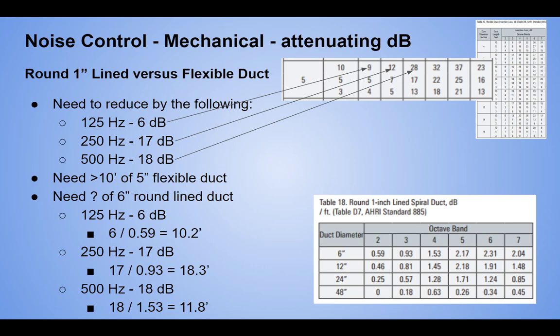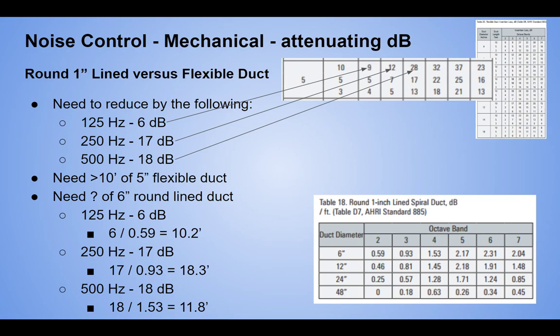So we need just over 10 feet, probably a little bit less, because we're not considering end reflection, and we don't have any turns in this. So if we do any of that, we could probably knock this down to 8.6 feet. But at 250 hertz, if we look at this, it's 0.59. So we have less attenuation at 6-inch, but we need less. We do have a lot more attenuation at 125 or at 250, but we need a lot more.